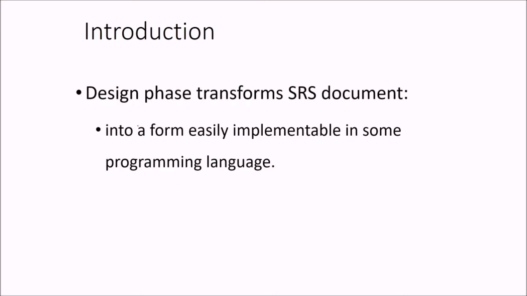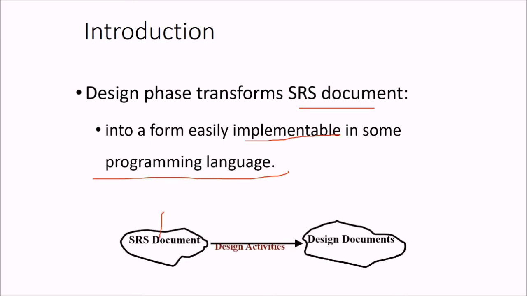So, first of all, what does this design phase do? There are two phases prior to this: feasibility analysis, and then comes software analysis and specification. The design phase transforms the SRS document, which is prepared in this second phase, into a form which is easily implementable in a certain programming language. So we apply design activities to the SRS document and try to convert it into a design document.